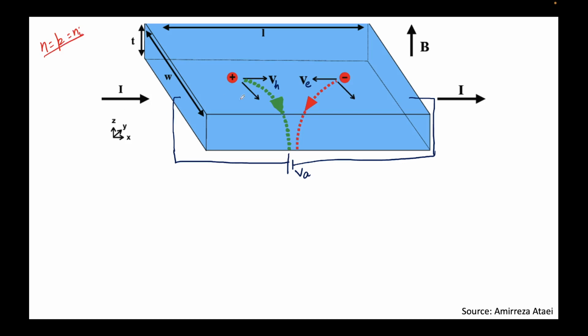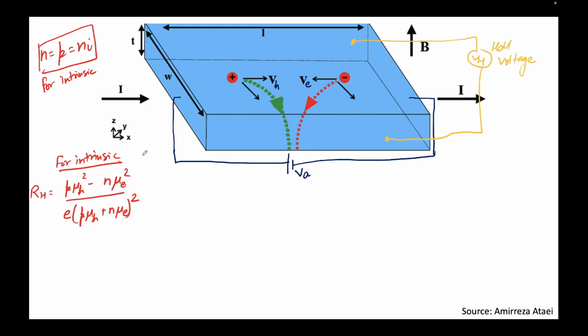A current I is flowing through this semiconductor because we have applied an external bias, denoted by the potential Va. The field is applied in the vertical direction, that's the Z direction. We know that the Hall coefficient for an intrinsic semiconductor is given by the formula written on the left of your screen. Now, for an intrinsic semiconductor, n equals p equals Ni. Let's put this value here.